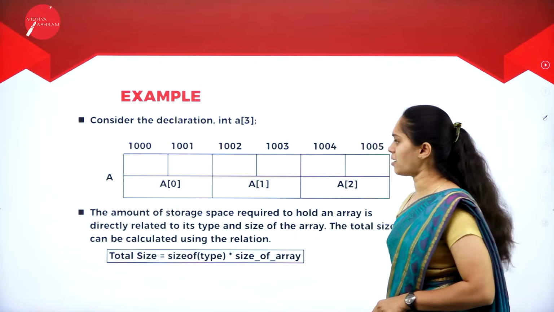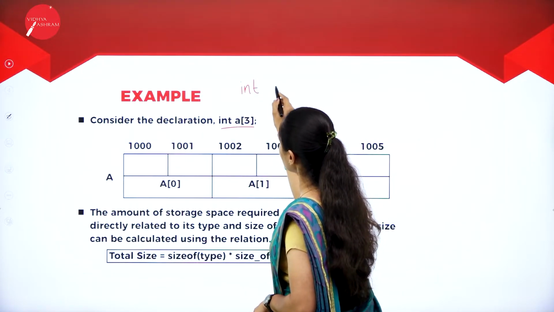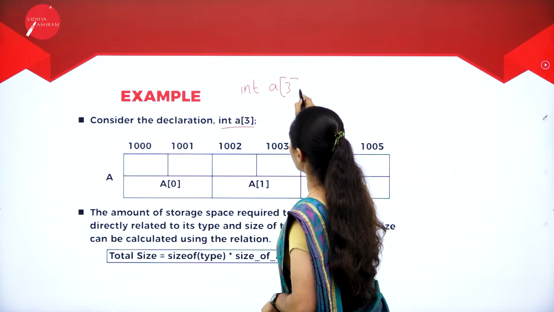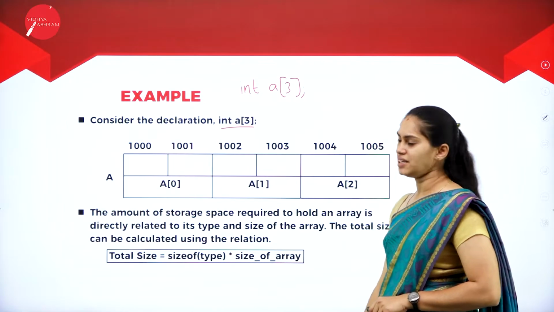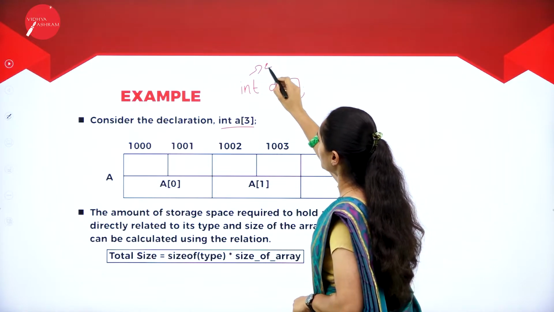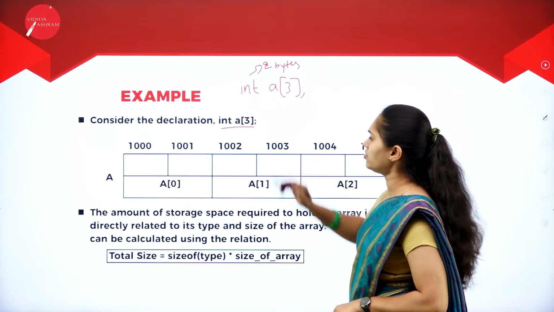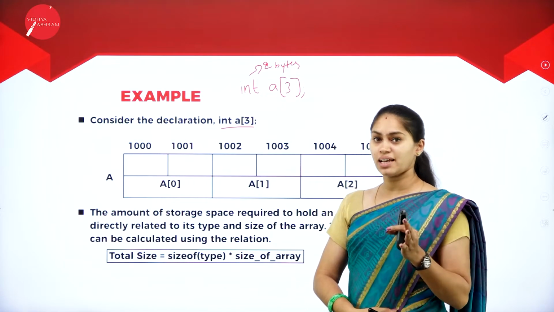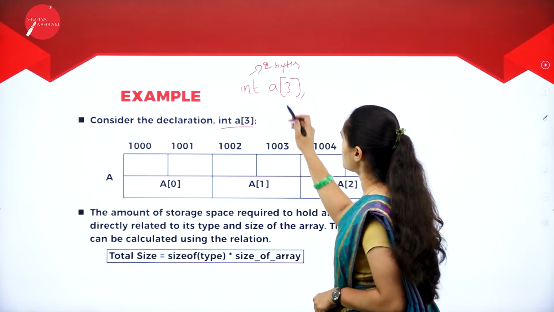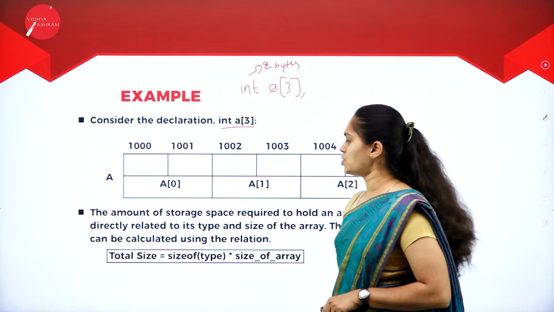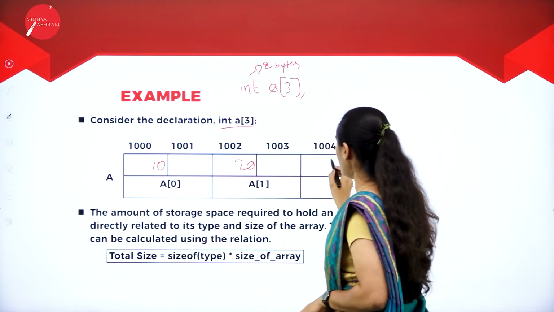We'll see one more example. Here the declaration is int A of 3. Which kind of data type is it? The data type is integer and it is going to hold 2 bytes of memory. Remember, it holds 2 bytes of memory. And A of 3 means we can store 3 elements in the array called small a. So here let me consider the values 10, 20 and 30.